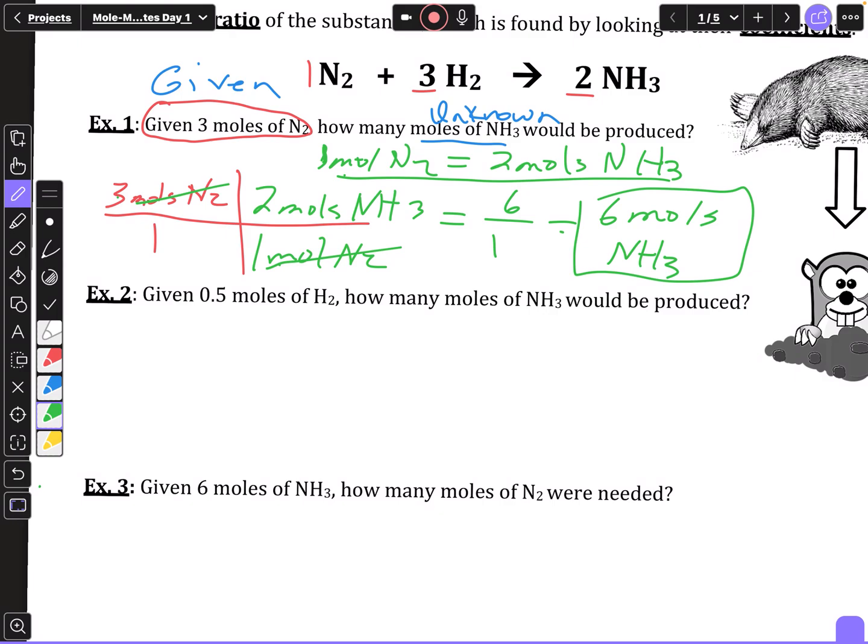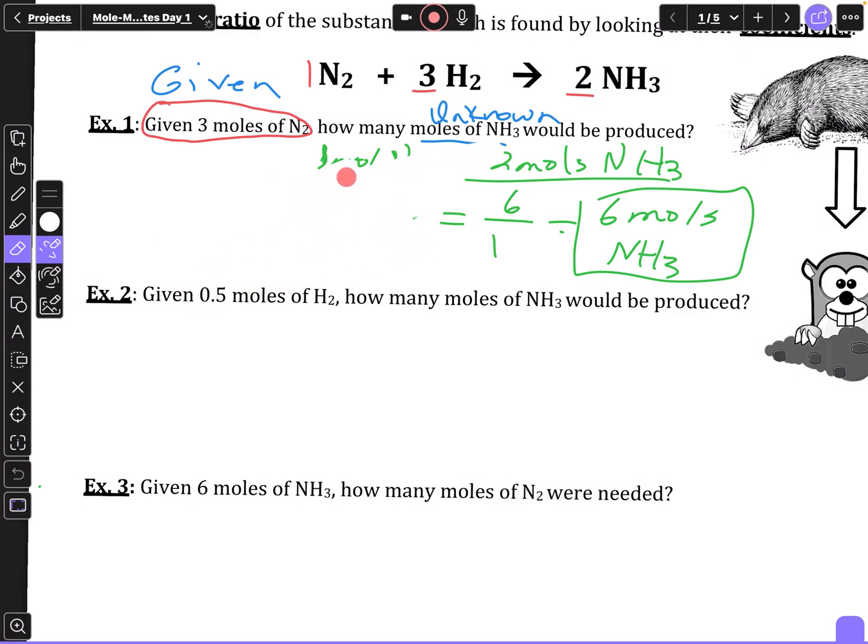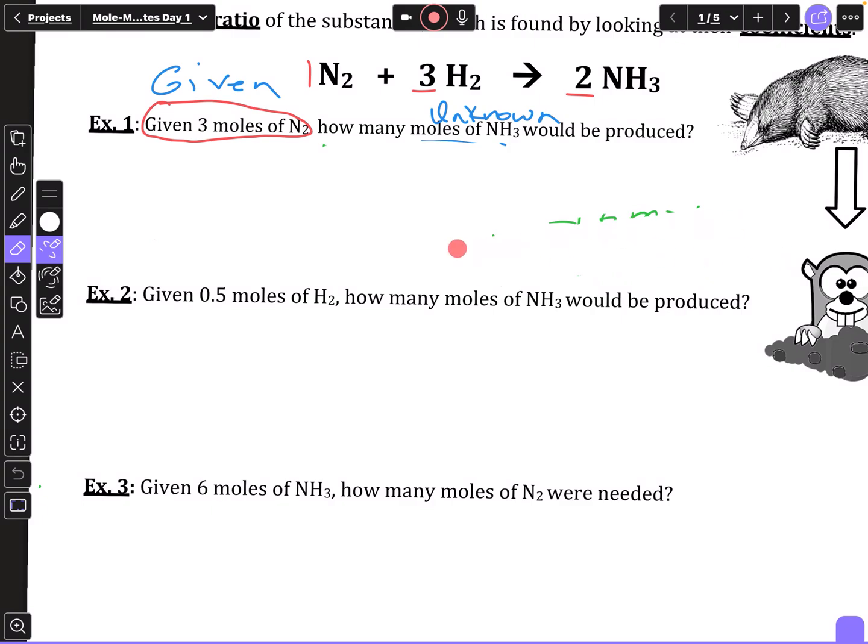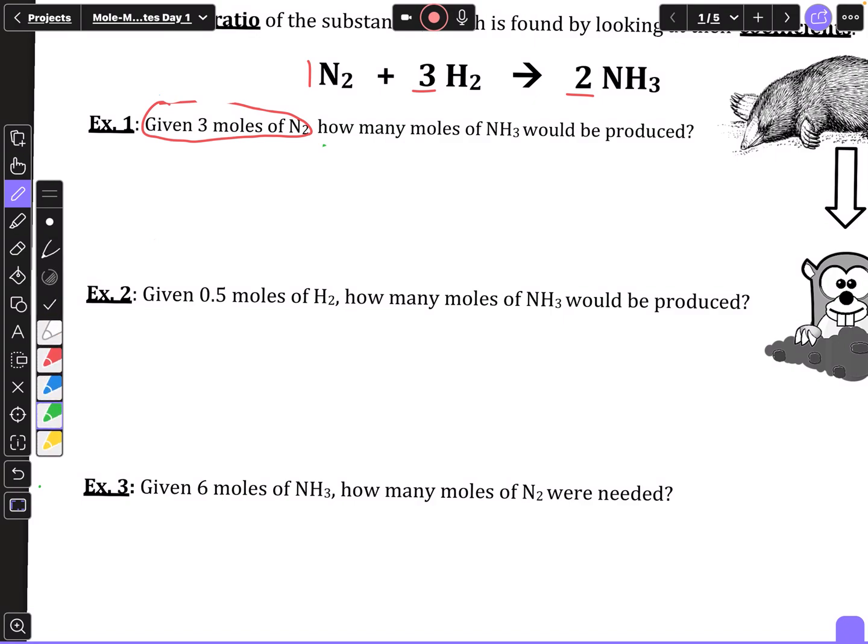Now, there's another way to do this. Let me erase this. I can use my balanced equation to set up a proportion and work it that way. So my balanced equation is telling me I have 3 moles of N2. I'm going to put the 3 underneath the N2. And then an X under what I'm looking for. I'm looking for moles of NH3, so I put an X under there. And I'm going to make a proportion, meaning I'm going to put the coefficient over what I'm given. The 1 over 3 equals, and then for NH3, 2 over X. And now solve for X.